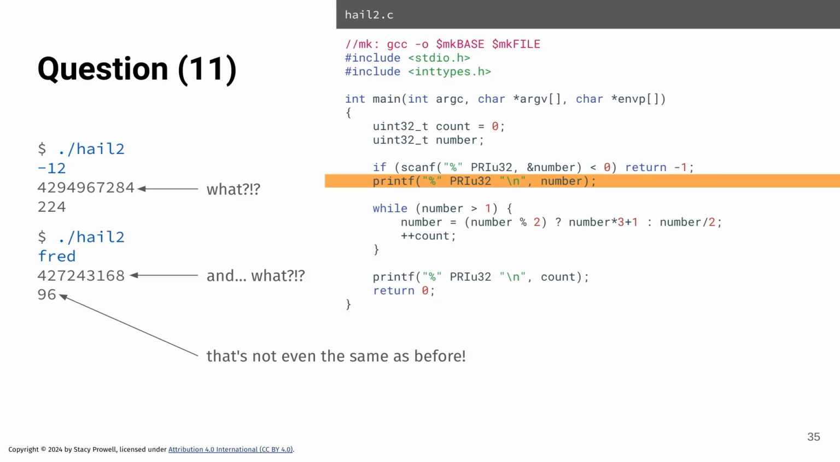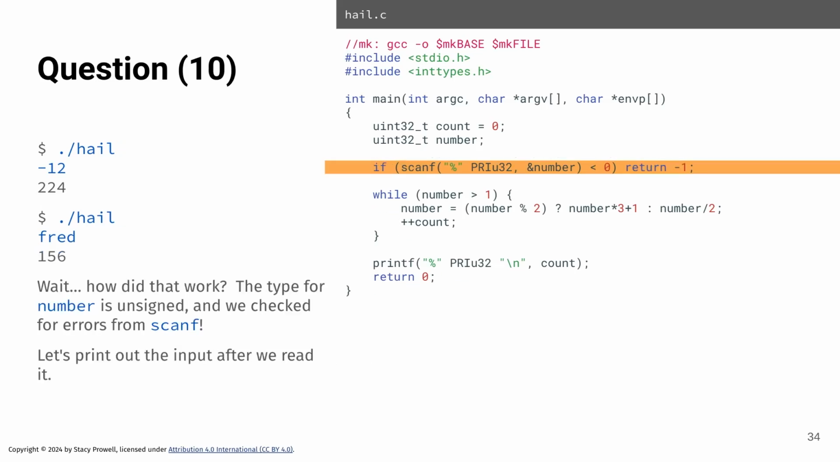What in that program maps Fred to that number? How do you get from Fred to that number? Scanf has to do it. Scanf is saying, oh, you put in Fred, you must have meant 427,243,168. What? Well, wait a minute. Something funny just happened here. When I put in Fred before, let's go back a slide. When I put in Fred before, I got an answer of 156. For negative 12, I got 224.